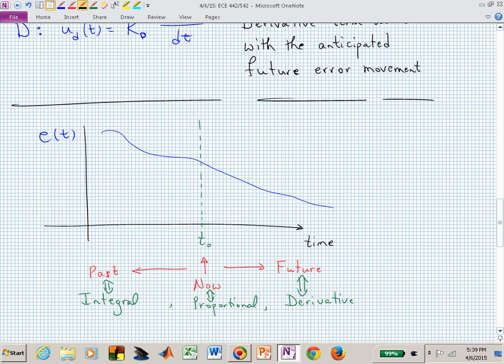You can have a PID controller that just has one piece in it. Maybe you want a purely proportional controller. You just have a P. You set your K sub I and your K sub D gains to 0. You have a proportional control.